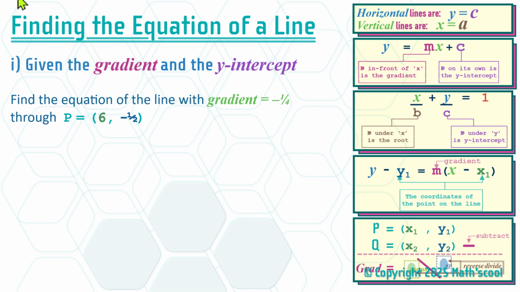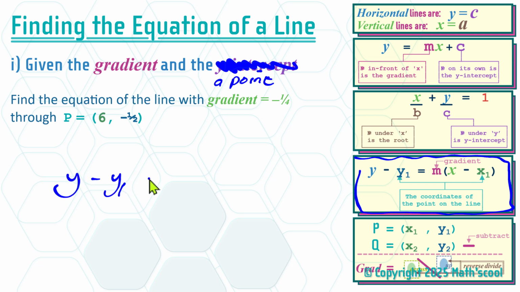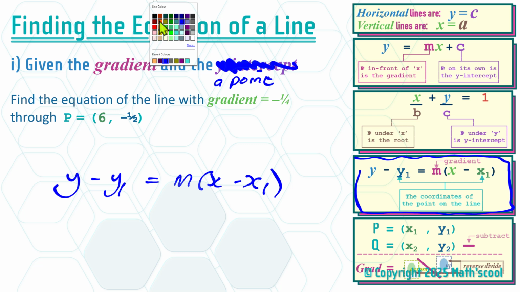Now they've said find the equation of a line with gradient minus 1/4, and then they've given us a point that the line goes through. And so we're going to use this method here. The equation that we're going to use is y minus y1 equals m times x minus x1. Now let's go through that. M is the gradient, and we already know the gradient is minus 1/4. So that's what's going to go in there.